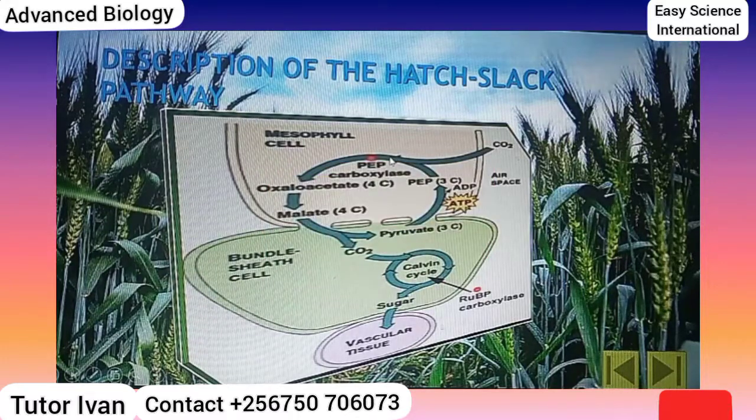This enzyme catalyzes the fixation of carbon dioxide with PEP, a 3-carbon compound, to form oxalacetic acid or oxaloacetate, a 4-carbon compound. This is the first stable compound formed in C4 plants, hence the name carbon-4 plants: oxaloacetate.